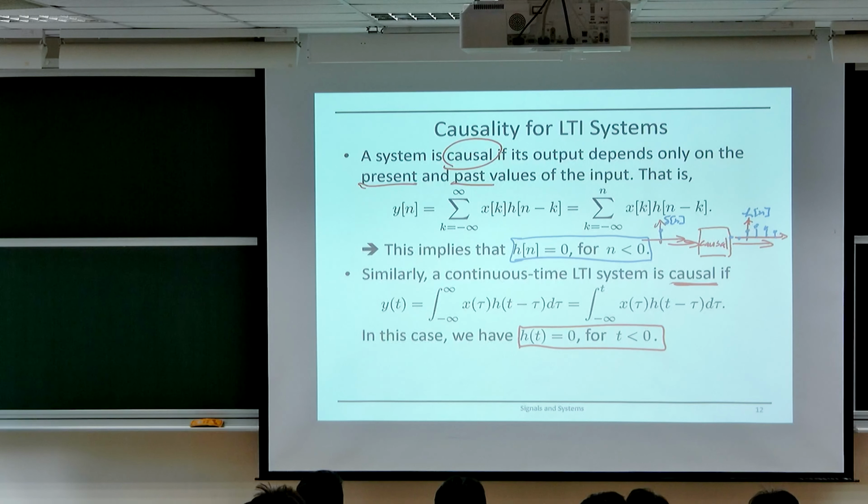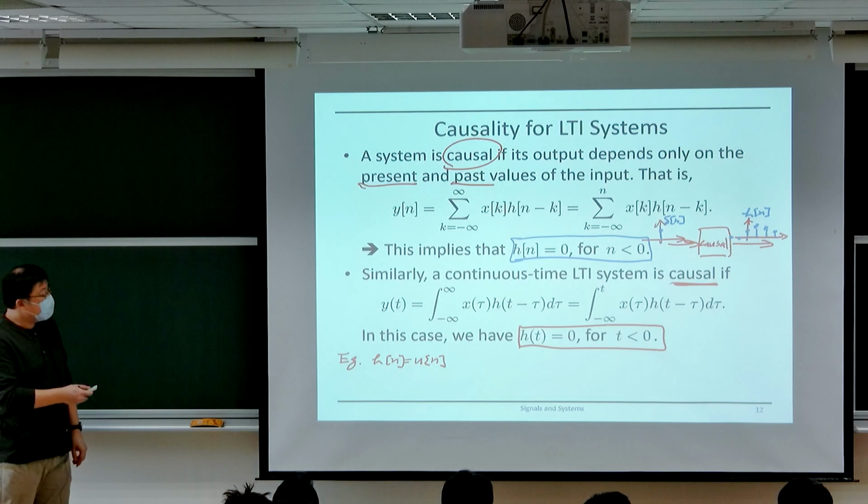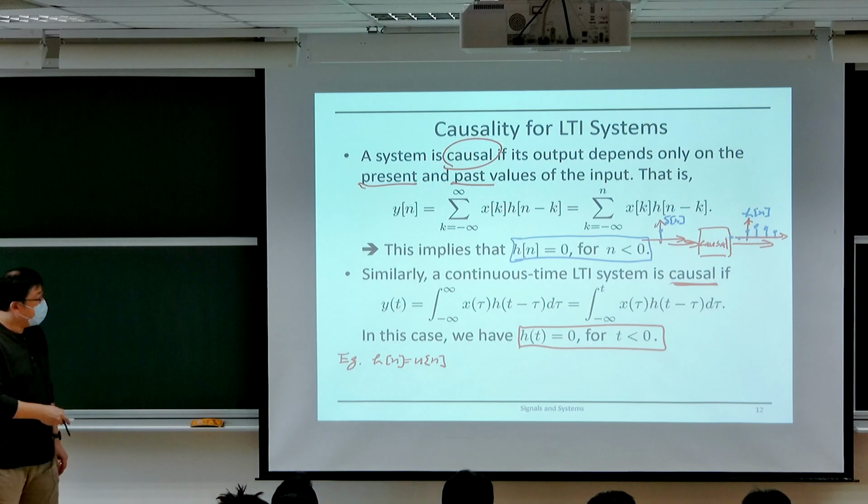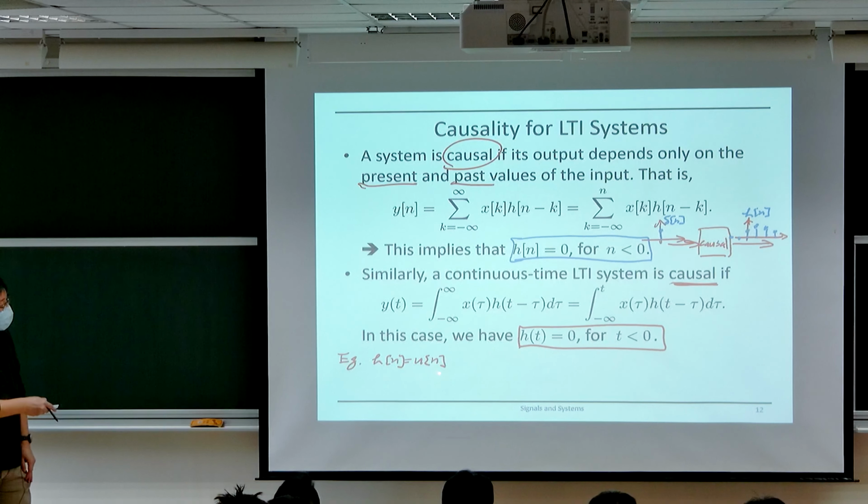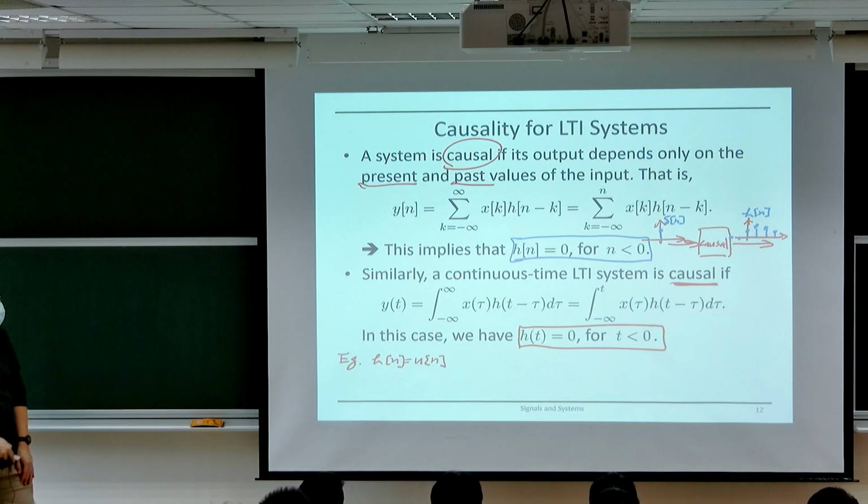We can look at a few simple examples. For example, if the impulse response is equal to a unit step function, you see that a unit step function is only non-zero in the positive axis. Therefore, the system should be causal.